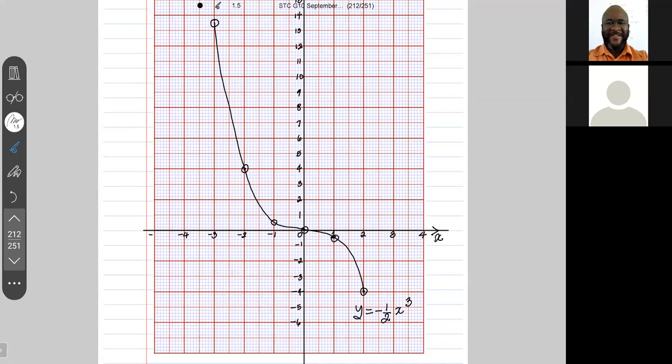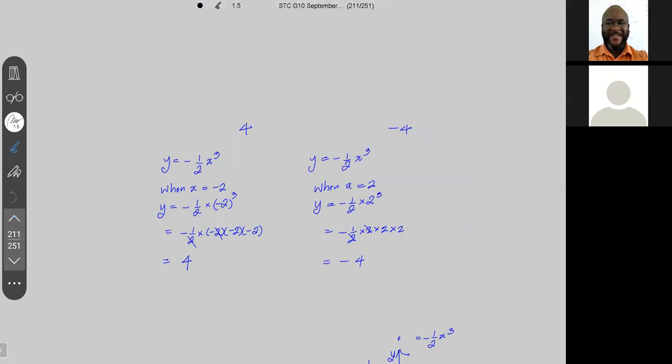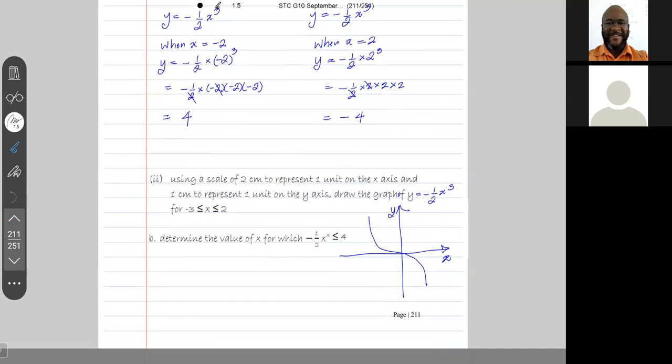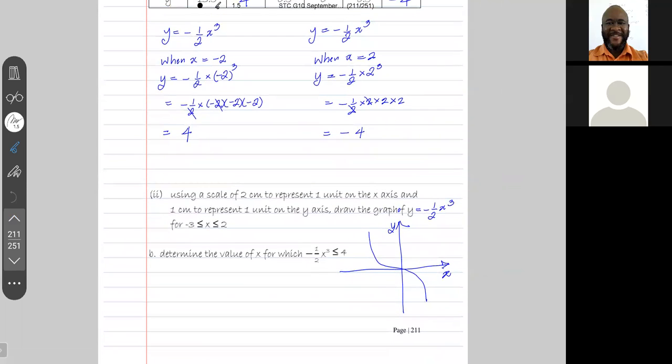All right. Then let's look at the last question I've been asked to answer on this question. The last thing we're asked to do is B, which says determine the value of x for which minus a half x cubed is less than or equal to 4. So we want the values of x for which y, which is minus a half x cubed, is less than or equal to 4.